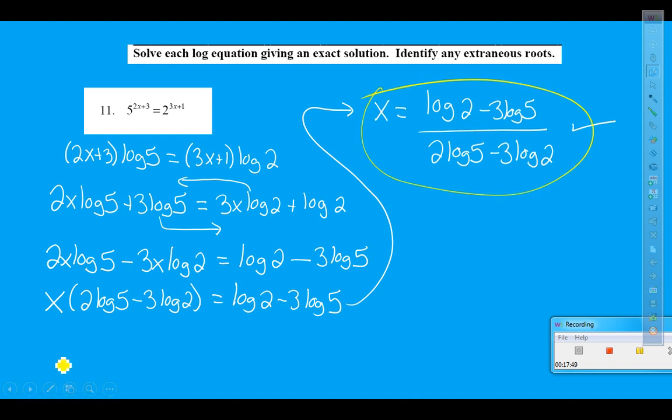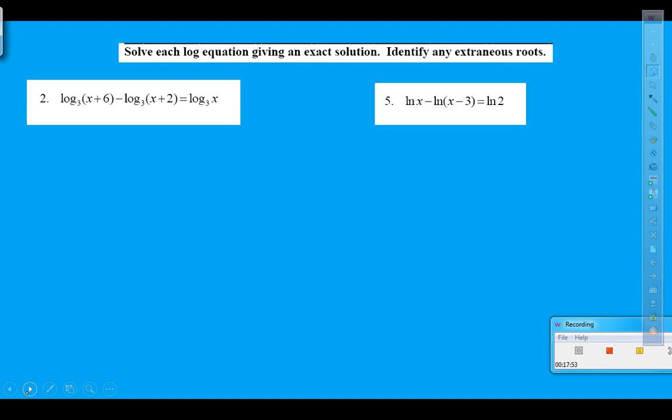Okay. Moving on a little bit. The next little section I'd like to talk to you about, if you would, go through and circle so you know which ones are alike. Circle number 2.